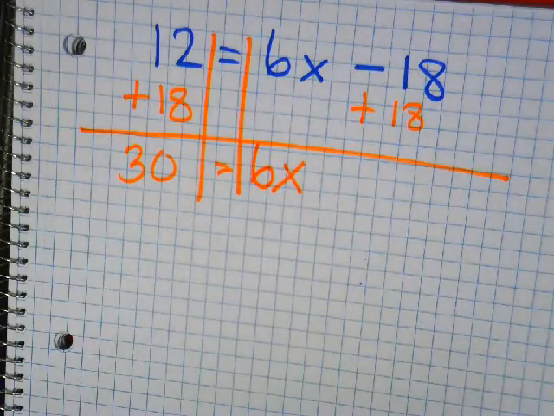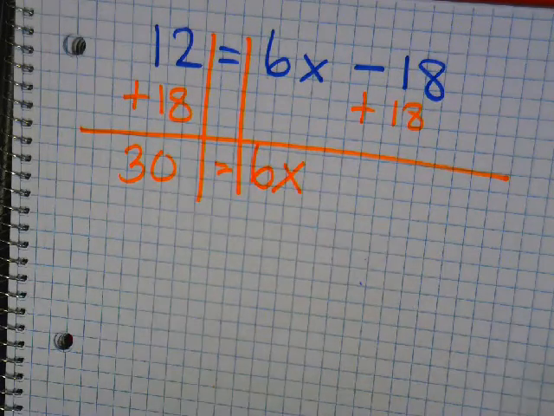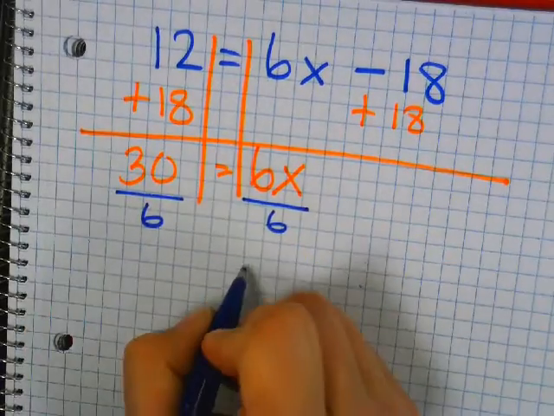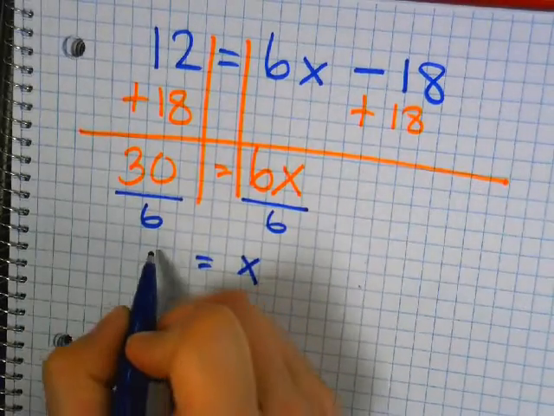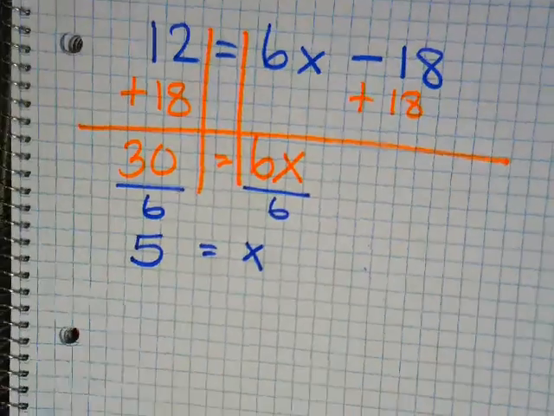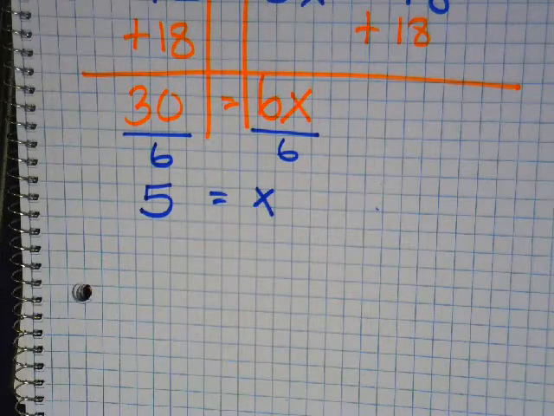Move one number at a time. How do I move the 6? Divide by 6. Divide by 6. X equals 5. Is there anything I should go over, Miss Flowers, you think?